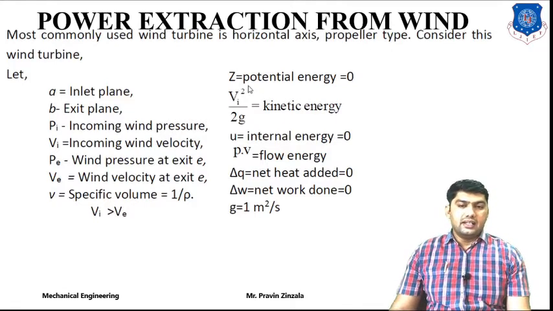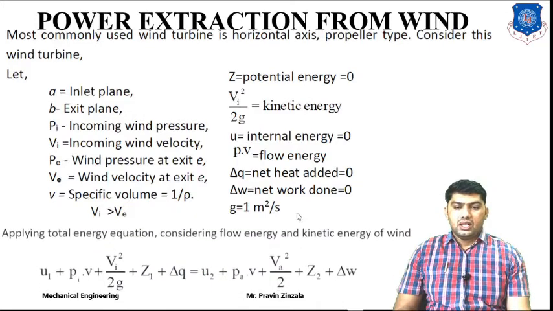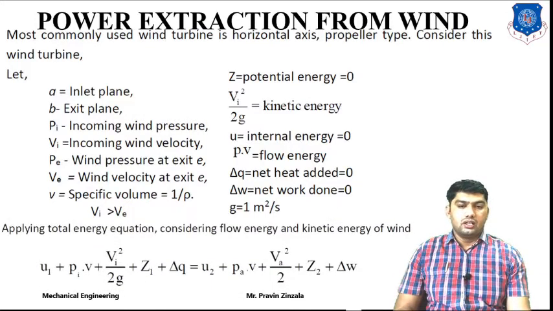Now we are considering the potential energy is equal to 0, kinetic energy head is equal to V square by 2G, internal energy U is equal to 0, flow work is equal to PV, and net head added is equal to 0 and net work done is equal to 0. And we are considering G is equal to 1 meter square per second, meaning gravitational acceleration.